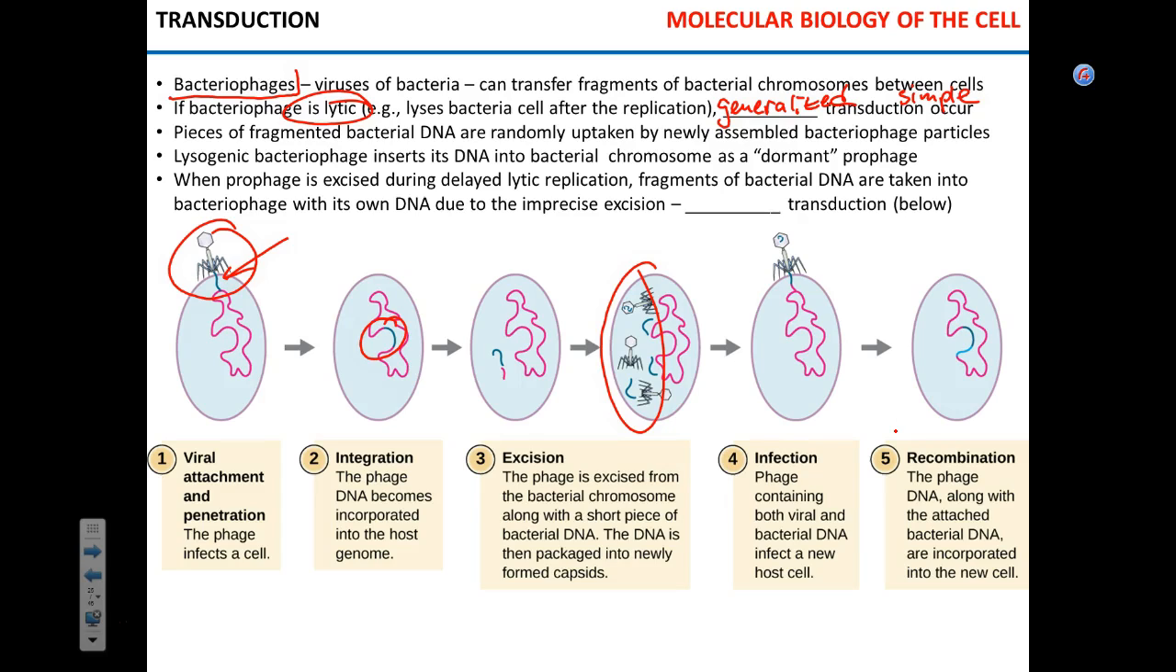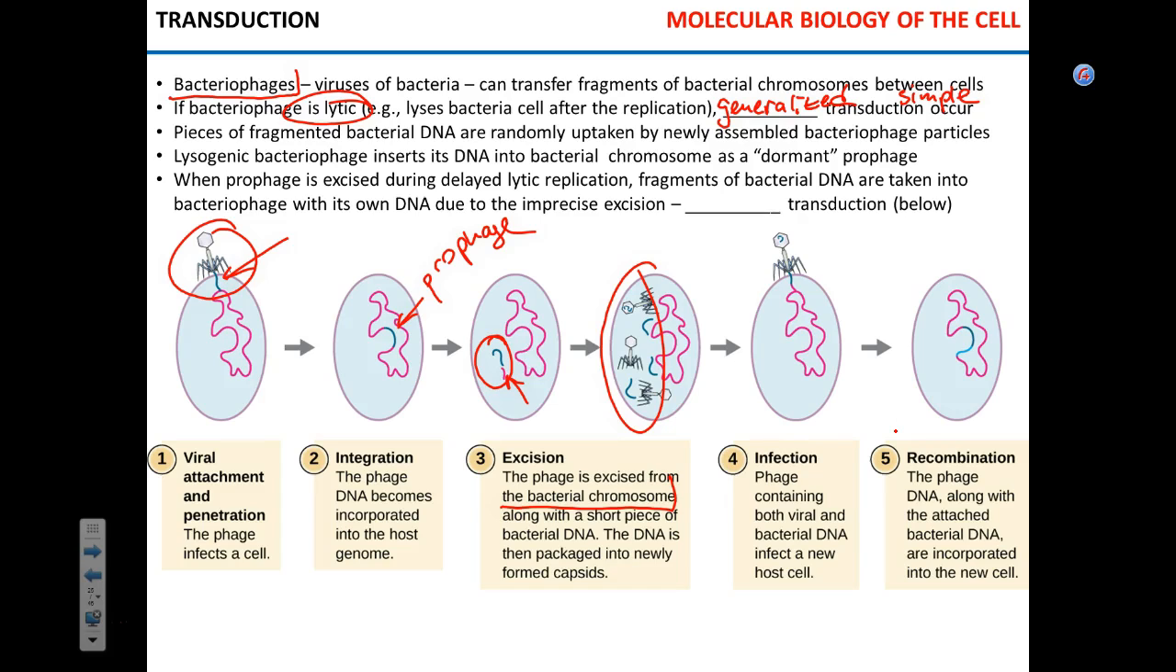At a certain point, though, this dormant, latent phage, which is called prophage, becomes reactivated. The prophage is excised, cut out from the bacterial chromosome. The excision may not be exact. So, a small part of bacterial DNA may tailgate along with the phage DNA. Does that make sense? Okay?